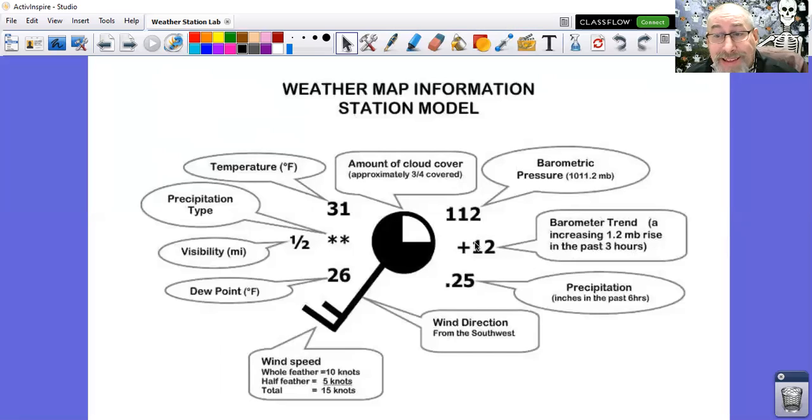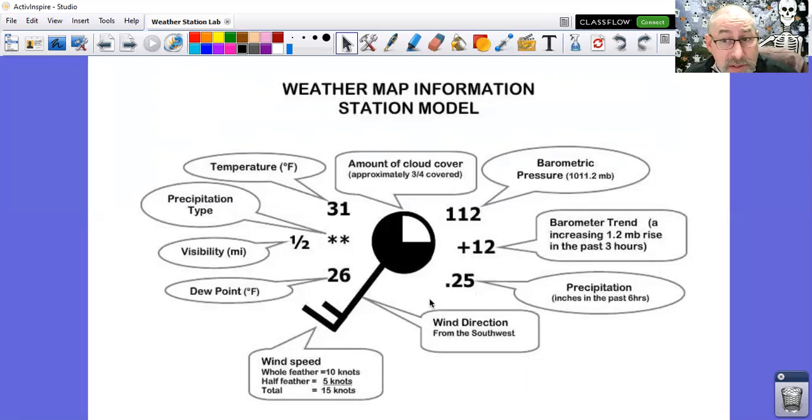Directly under that is the trend. So this is how the air pressure is changing over the last 3 hours. So if we want to know what it was 3 hours ago, we can use this number to predict or calculate that. If we want to know what it's going to be in 3 hours as a prediction, again, we can use this number. And then directly under that is the amount of precipitation in the last 6 hours.